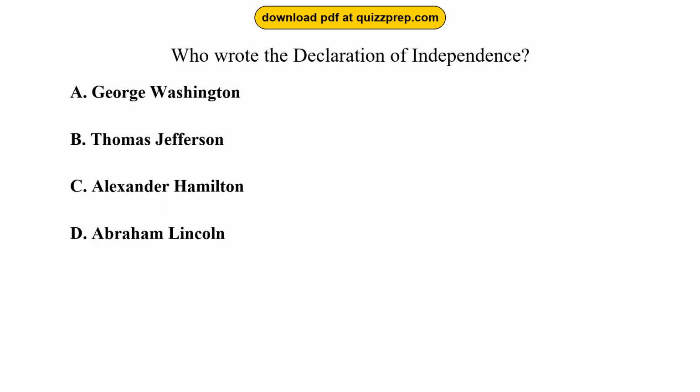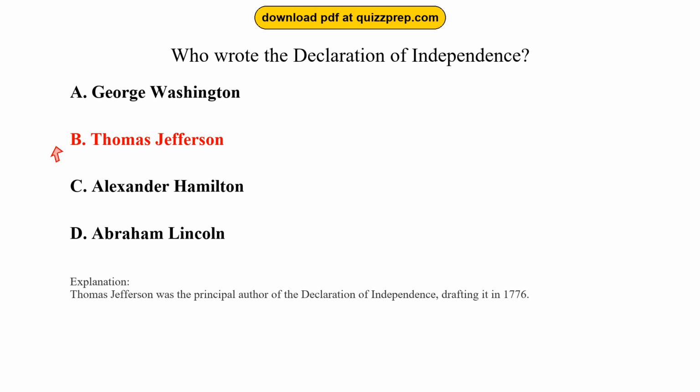Question 54. Who wrote the Declaration of Independence? Option A George Washington, option B Thomas Jefferson, option C Alexander Hamilton, option D Abraham Lincoln. The correct answer is option B, Thomas Jefferson. Thomas Jefferson was the principal author of the Declaration of Independence, drafting it in 1776.